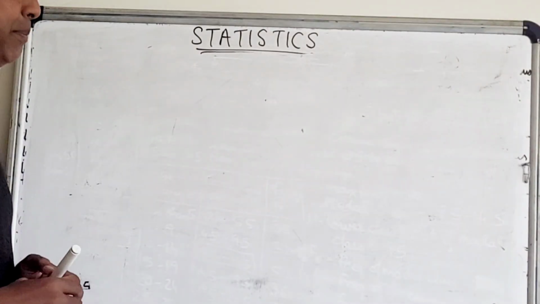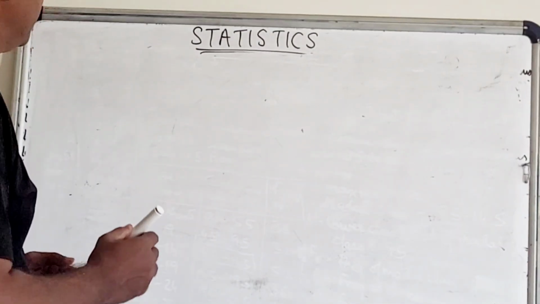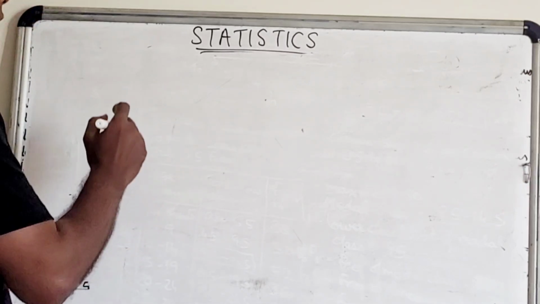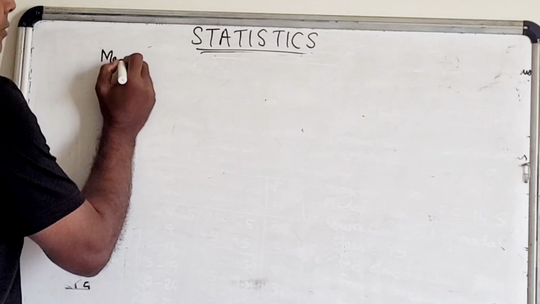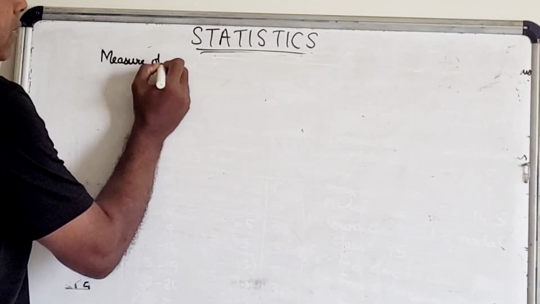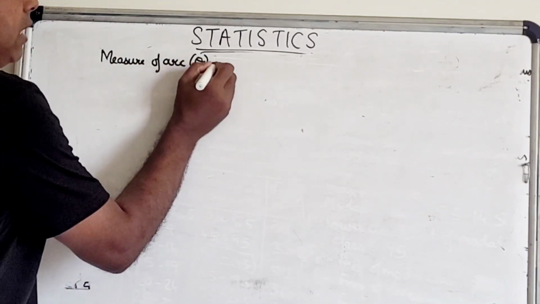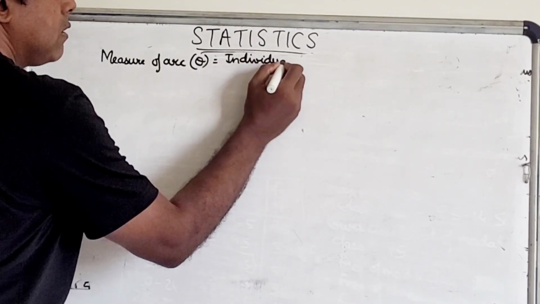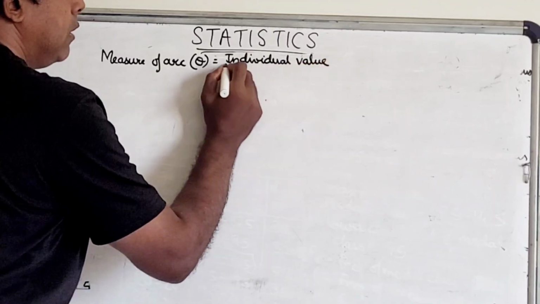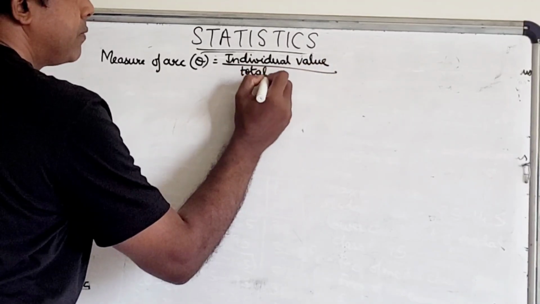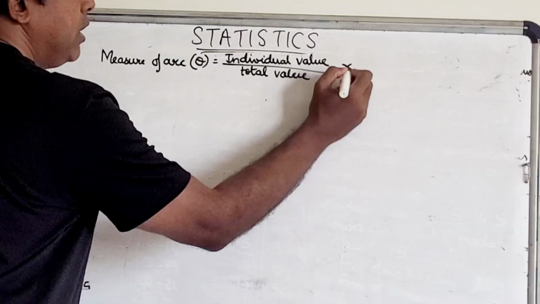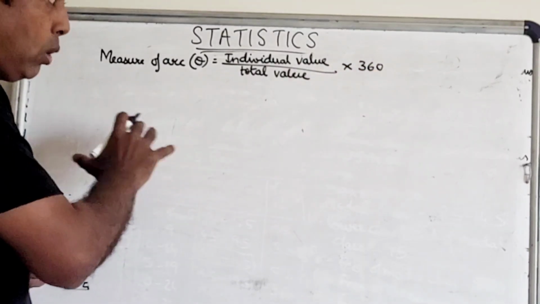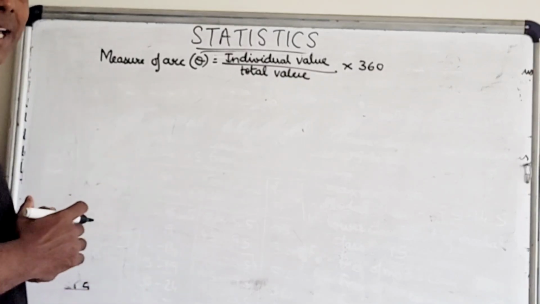So to start with pie diagram, first let's write down the formula. In the case of pie diagram, we need to know the angles. Each angle, that is, the measure of arc theta, is equal to individual value upon total value into 360. In this way, we need to find out all the values and then we draw the pie diagram.